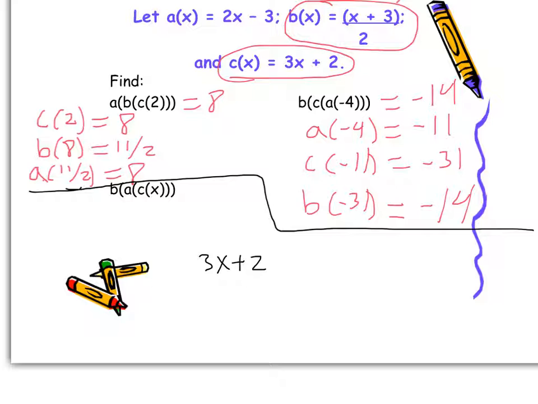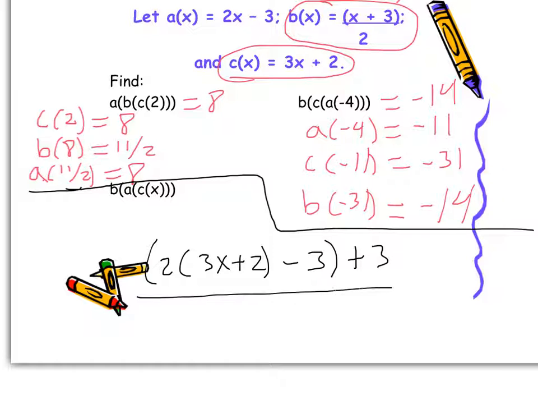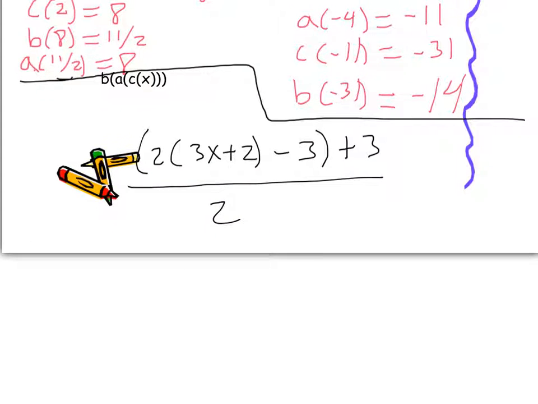So I'm going to take C of x, multiply that by 2, and then subtract 3. Well, that whole thing has to go into B, so I've got to put parentheses around this, add 3, and then divide by 2. Seems miserable, but it's not so bad.